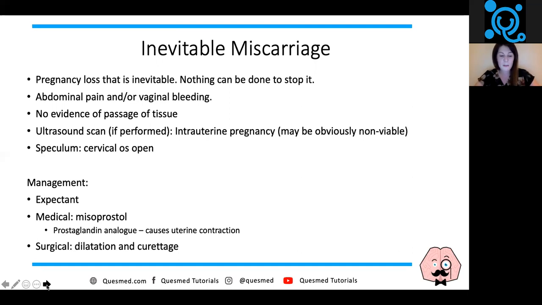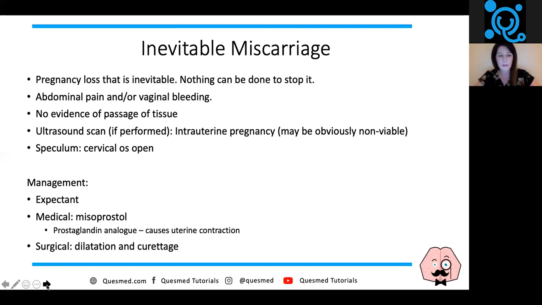Now, patients might be managed expectantly with a watch and wait approach. In this case, the woman can normally go home and await events. It's important to carefully counsel these women on what to expect and when to seek assistance. Most women will pass the pregnancy tissue within 7 to 14 days, and women should be advised to take a home pregnancy test after 3 weeks of passing the tissue and to seek advice if that remains positive.